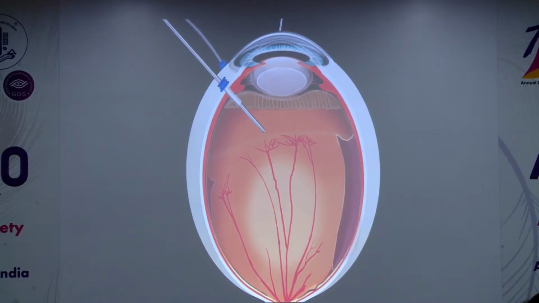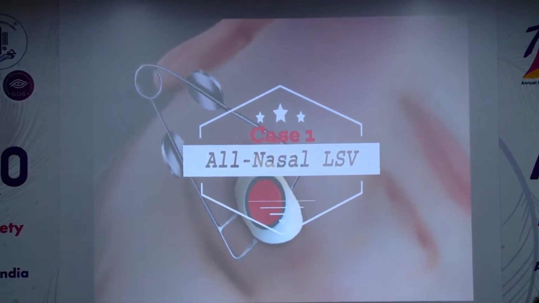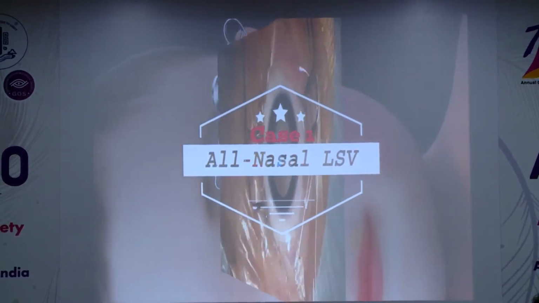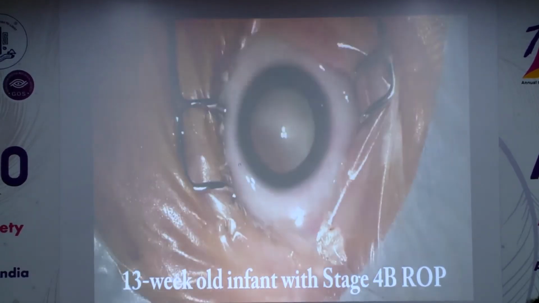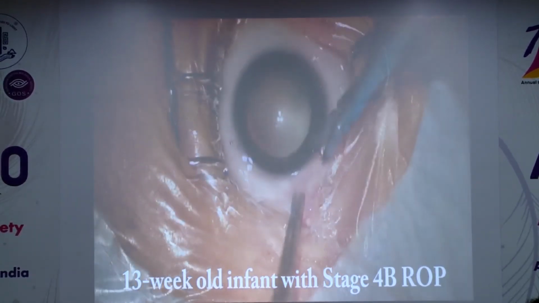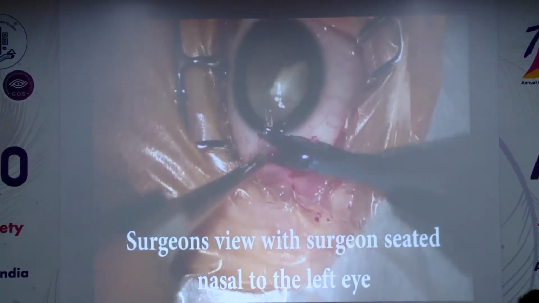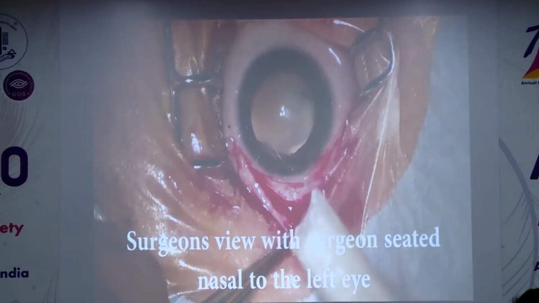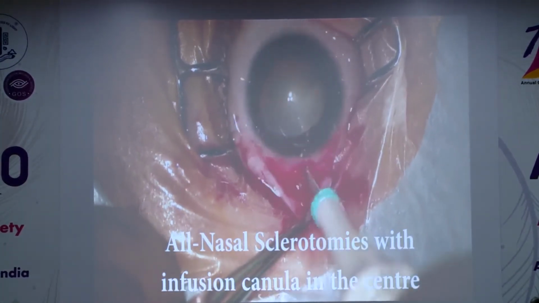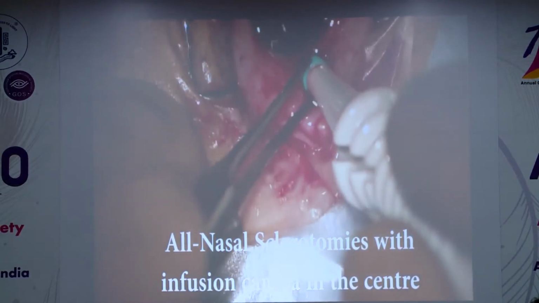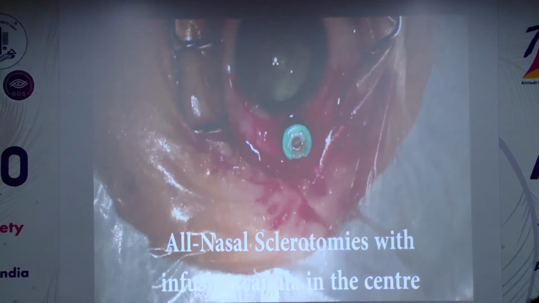We now demonstrate the real-life use of this approach in cases with stage 4B ROP. This case was a 3-month-old child with stage 4 ROP in the left eye with progression despite confluent laser treatment. An all-nasal approach was attempted with the surgeon sitting on the right side. The first trocar is inserted at the 9 o'clock position. This cannula is used for the infusion.